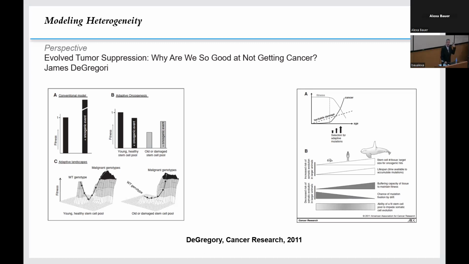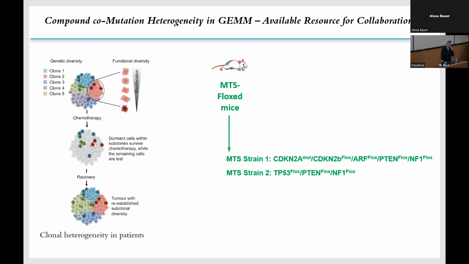So we've seen a lot of heterogeneity in the clinic and patient samples. How do you model it in the lab? What is the right tissue? What is the right tumor type to use? Thinking about this, we have been involved in a large-scale mouse modeling project in the last 4 years or so.